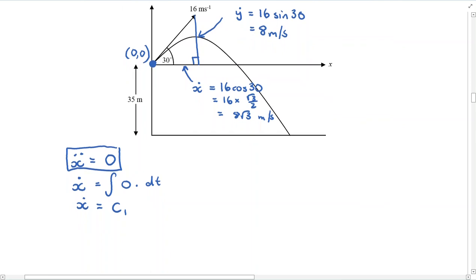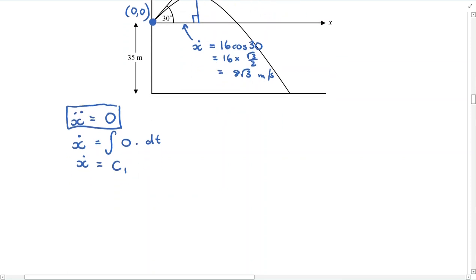Initially, when time is equal to 0, that's what initially means for velocity. When time is equal to 0, what is my initial velocity in the x direction? Look at that, I just worked it out in the diagram. In the x direction. Yes. Not timesing it by 0.